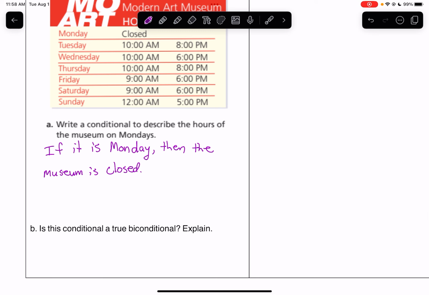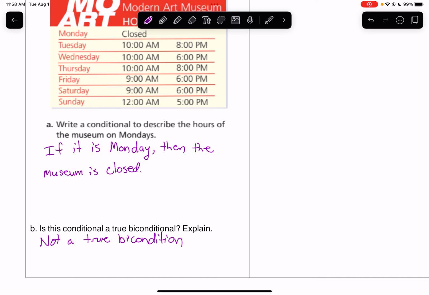All right. Down here, is this conditional a true biconditional? So could I take my statement in letter A and switch it around? If I say, if the museum is closed, then it is Monday. Is that true? That's not true, right? What if I go to the museum at midnight? The museum is gonna be closed, right? And it might not be Monday. So it is not a true biconditional.